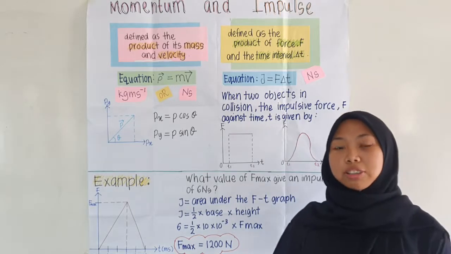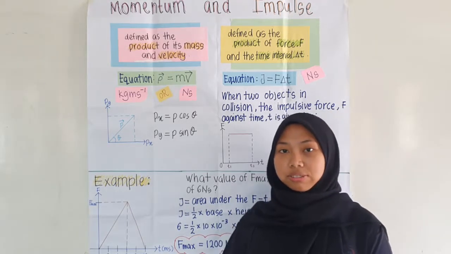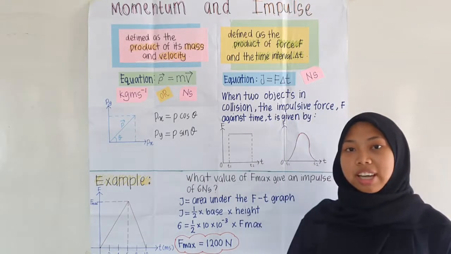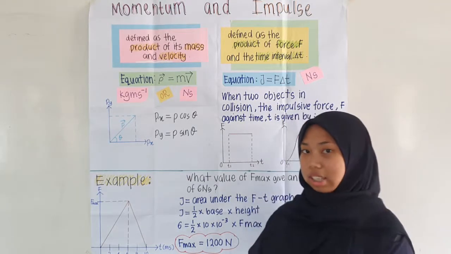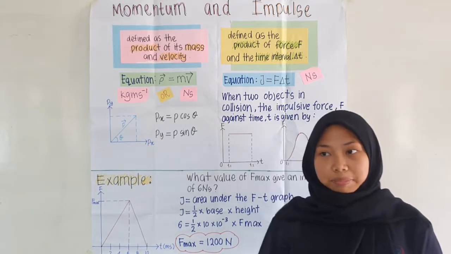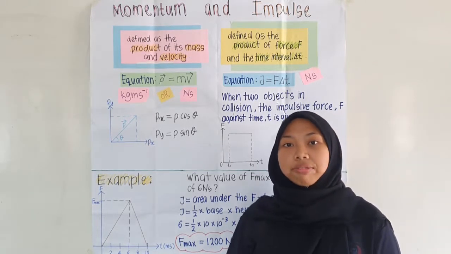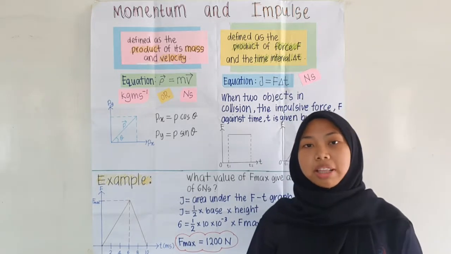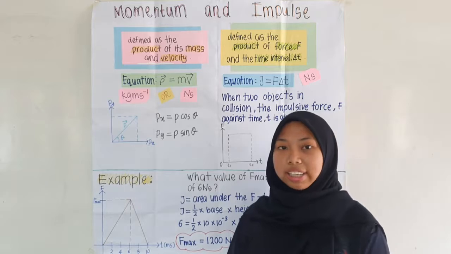Today, we want to present about momentum and impulse from chapter 3. Momentum is defined as the product of its mass and velocity. The equation for momentum is P equal mv. The SI unit for momentum is kilogram meter per second or Newton second.